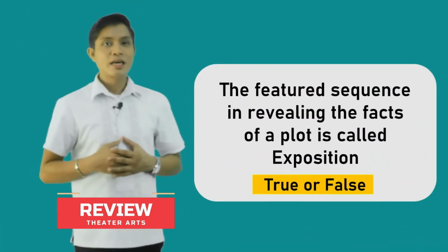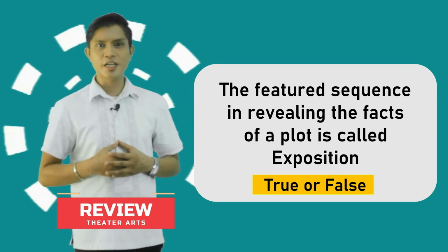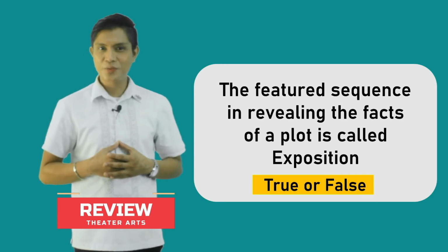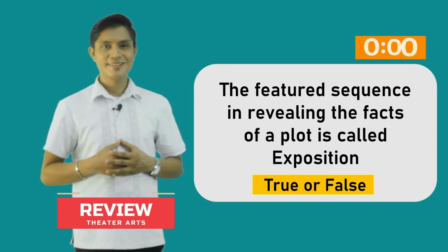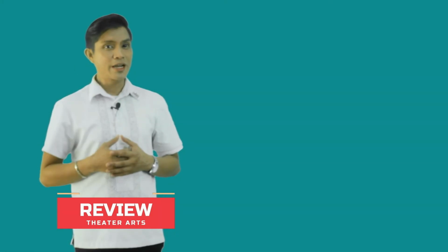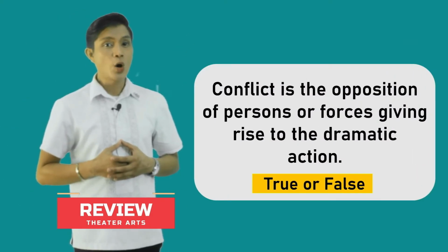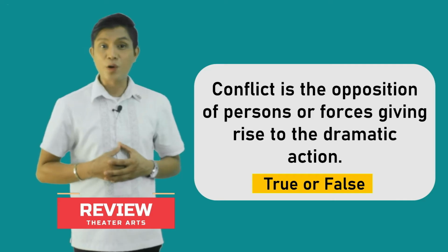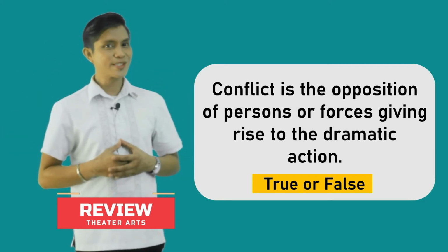Number 2. The featured sequence in revealing the facts of a plot is called exposition. Is it true or false? Number 3. Conflict is the opposition of persons or forces giving rise to dramatic action. Is it true or false?